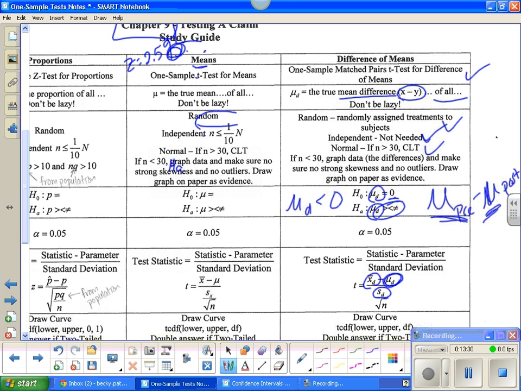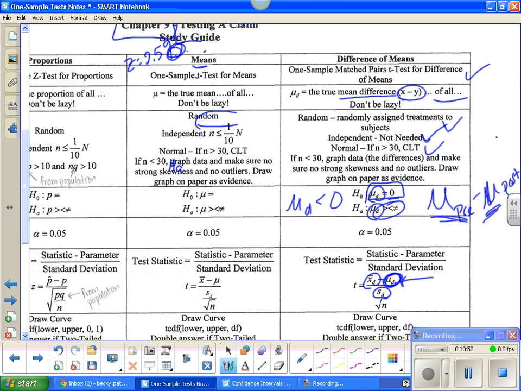Yes. So this guy, do y'all remember, who is he? And some of you would get here and be like, I don't know who mu sub d is. Well, mu sub d is 0 because what are we assuming? That there's no difference. That's our null, that there's no difference. So that will always be a minus 0.